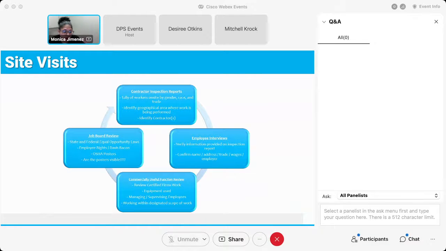While on a site visit, they conduct contractor inspection reports. They review the job board to determine that state and federal equal opportunity laws have been posted. They conduct employee interviews and verify this information. For example, if an employee out there says, I'm a laborer, then the information entered into the LCP Tracker system should identify that person as a laborer. As part of the employee interviews, they also confirm whether the employee is a Chicago resident, and we do ask for a driver's license to determine this. Again, it's very important as part of their job to determine whether the certified firm is performing a commercial use function.